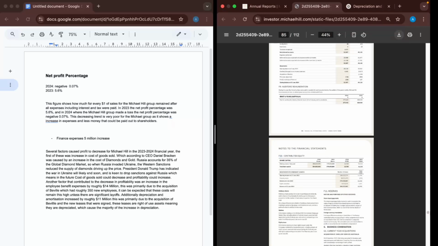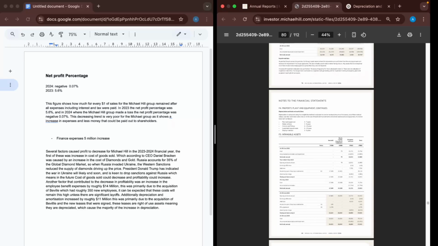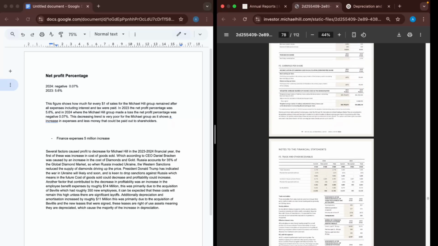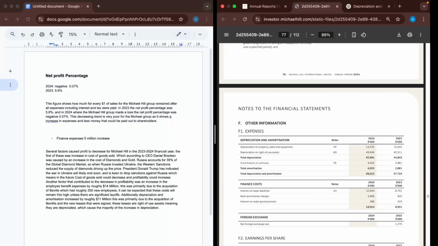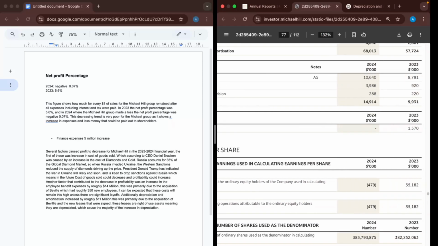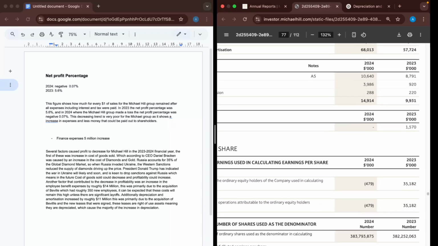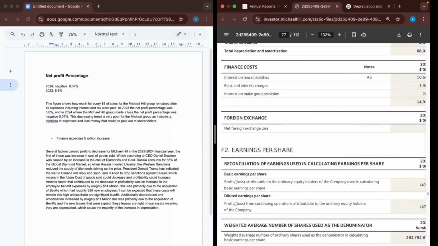Oh, F10, alright, we've skipped it. F8, F8, F7, F4, F3, F1, here we go. Okay, finance costs, that's what we're interested in. So, interest on lease liabilities has increased a decent chunk, and bank and interest charges have also increased.